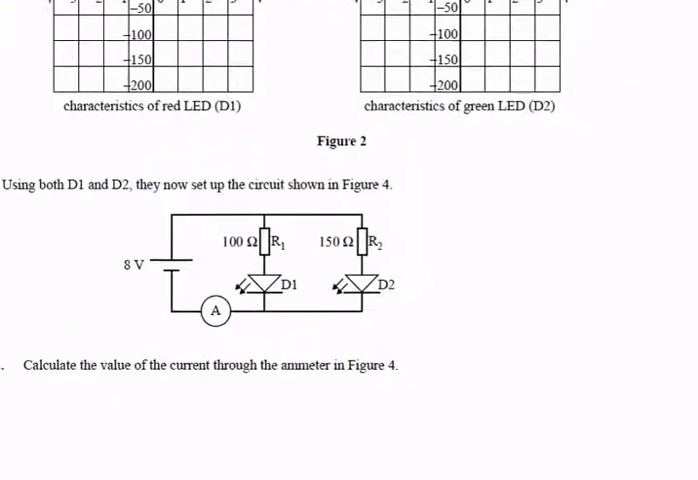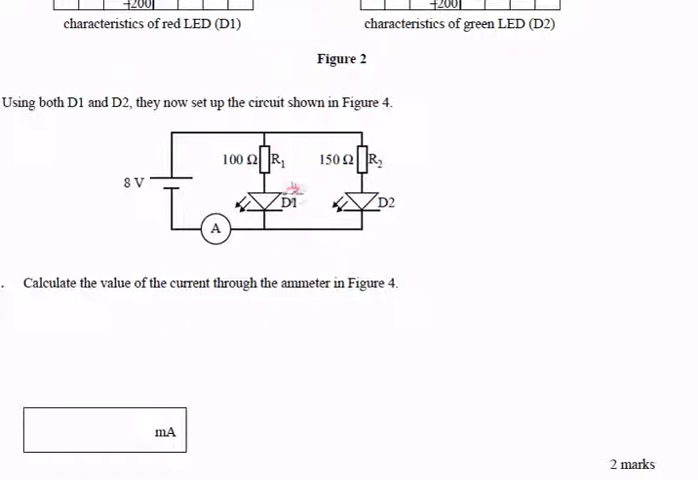Alright, again I've just copied and pasted the same things, and let's just write what we had here. We had 2 volts, we had 3 volts, we had 5 volts, and we had 6 volts. Calculate now the current through the ammeter here in milliamps.